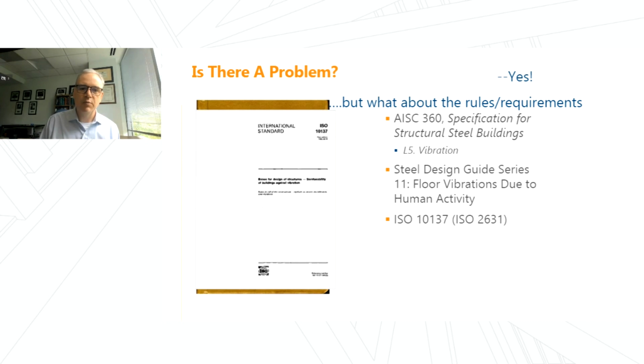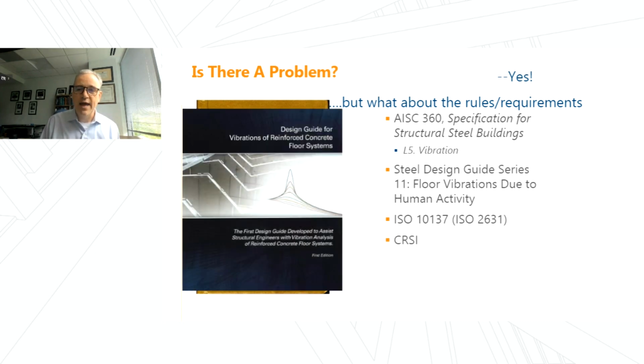An overarching umbrella standard, ISO 10137, is an international standard that provides guidelines on overarching performance as well as evaluation. In the industry, we also have various other construction types producing documents, in many cases founded on Design Guide 11 guidance, but specific to the various industries. This is CRSI, the Concrete Reinforcing Steel Institute.